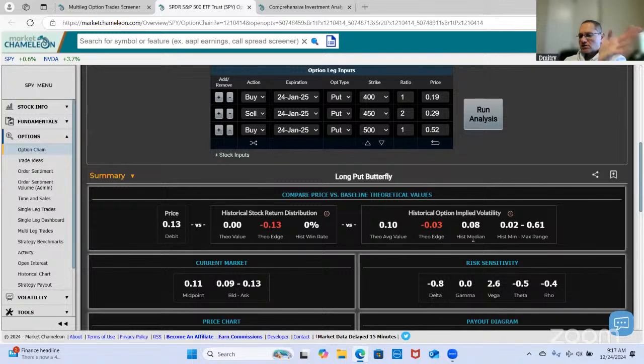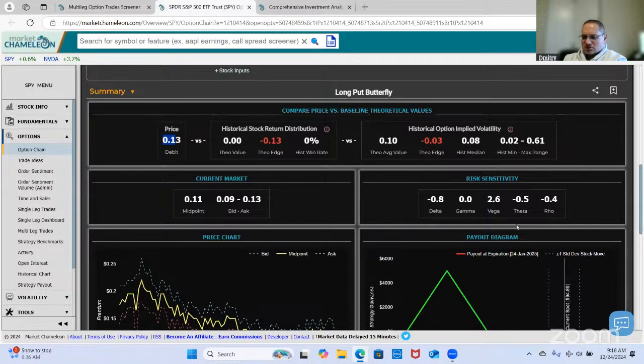Half of the observations were above, half below. And if we wanted to look at the lowest and highest range historically, it would be between 2 cents and 61 cents. Okay. So you can see a wide range. Maybe when implied volatility is higher, this is worth more, when implied volatility is lower, it's worth less. But right now, you can see we're above the average and median price, but on the low end of the high-low range.